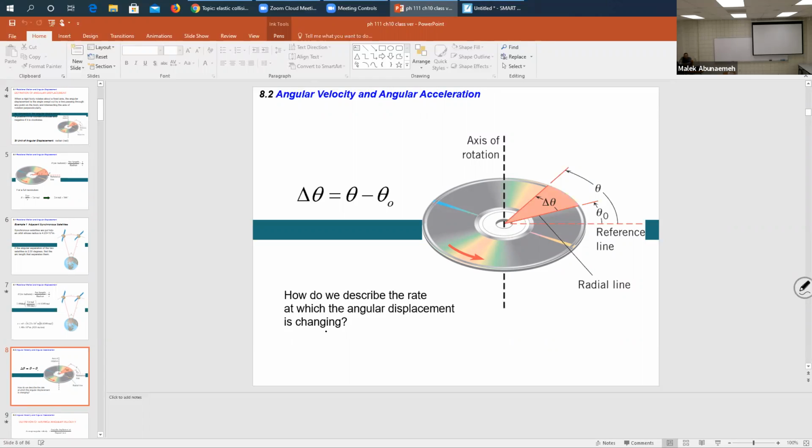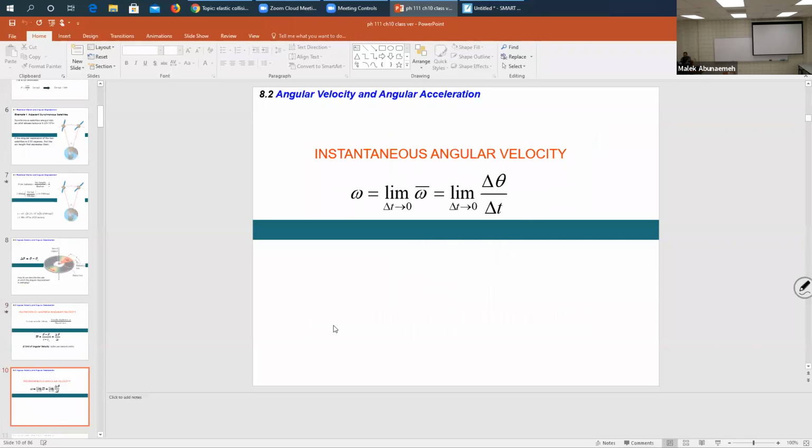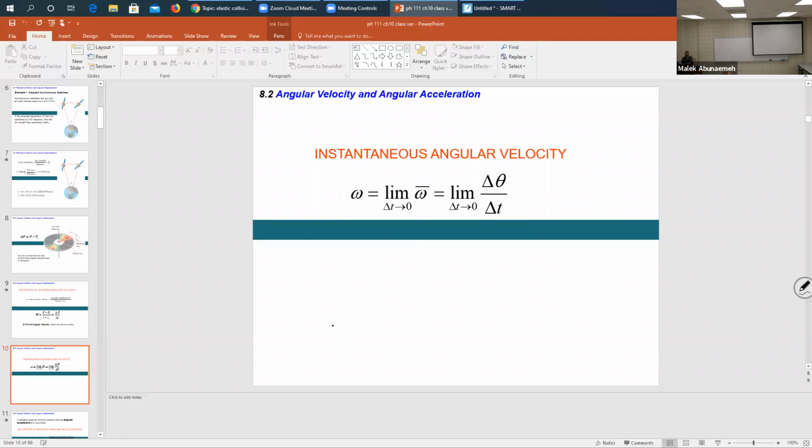Okay, so how do we describe the rate at which angular displacement is changing? That's when we introduce angular velocity. Angular velocity is your angular displacement divided by your time. The units for angular velocity are radians per second, not meters per second, because you're dealing with angular quantities. It's basically the limit as delta t goes to 0 of delta theta over delta t.